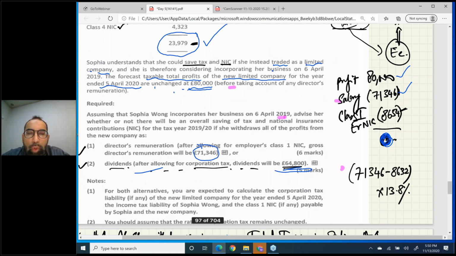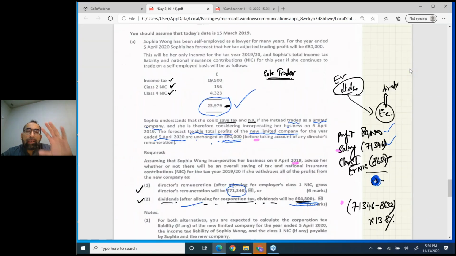Okay, so what's the theme of this question? The existing setup is she was running a sole trader trading business, and these were the existing costs, 23979. Now she has just incorporated a limited company with the same profit, 80,000, and now she will withdraw these profits from the company in one of two forms. The first form is she will treat herself as an employee and withdraw salary of 71346 with class 1 employer NIC of 8654. This is the first option we already discussed.